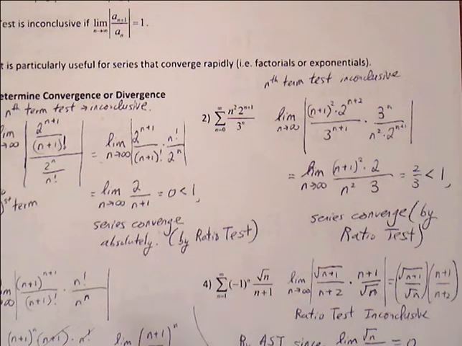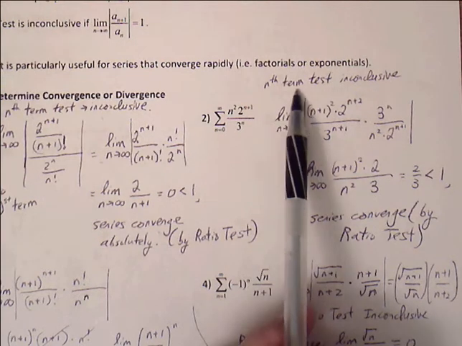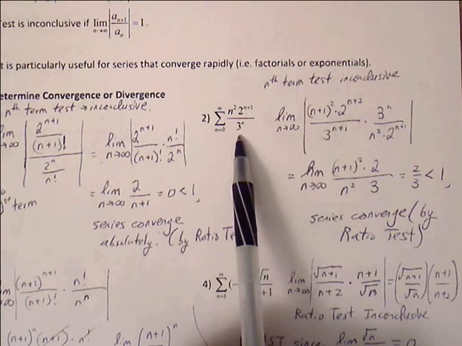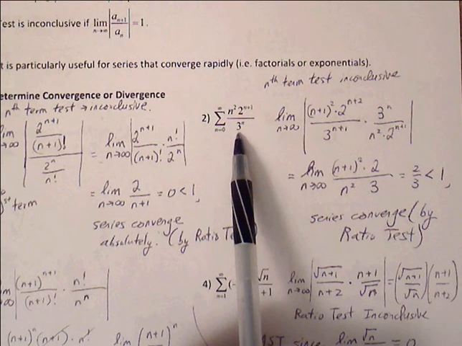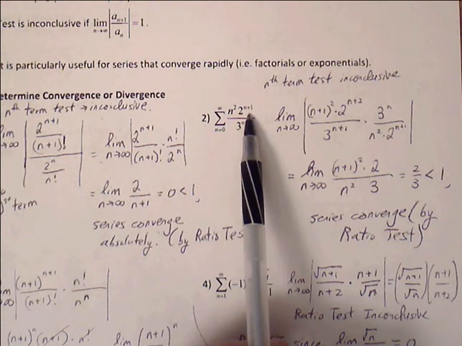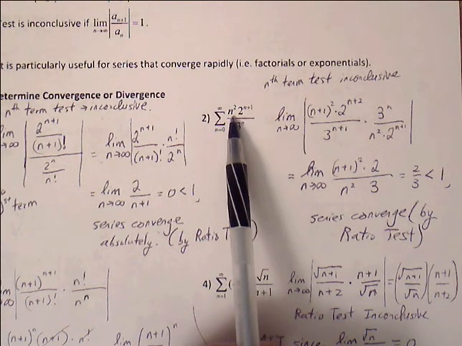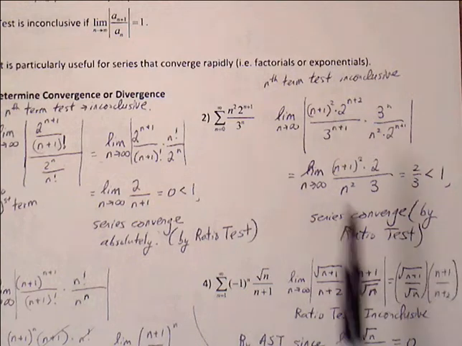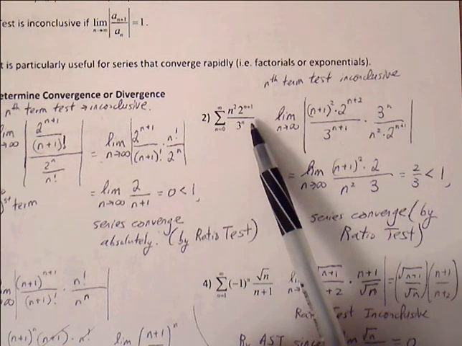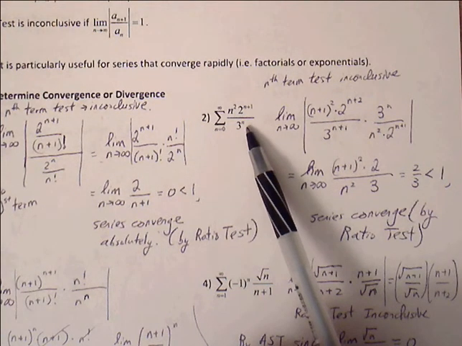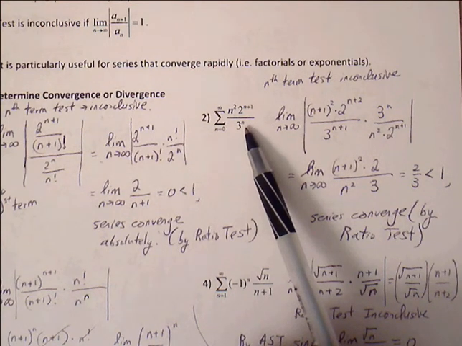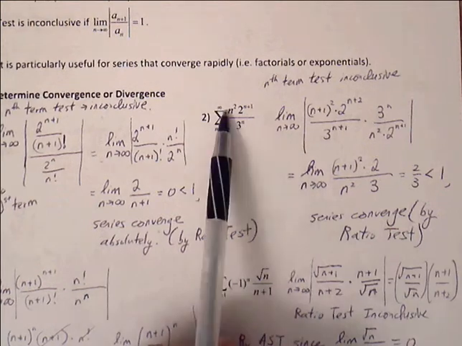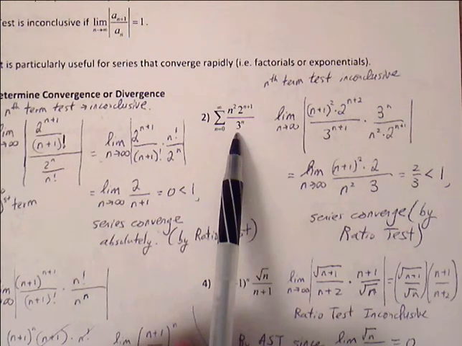Okay, next example here. Again, the nth term test will be inconclusive. Looks like the 3 to the n is going to grow faster than 2 to the n, but then there's n squared here, so let's go through the ratio test here. Again, there's a good possibility that the ratio test will work for this because we have factorials and exponential functions.